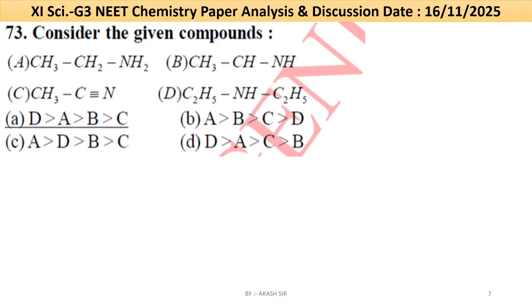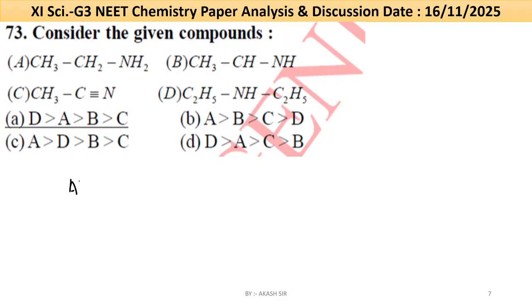Now here you have to give the basicity order. The question is incomplete. The question is: consider the given compounds and arrange them in accordance with the basicity order. To solve this question, we need to consider the basicity of the given compounds. The basicity of the amines, these are amine compounds, is influenced by the availability of the lone pair on the nitrogen atom for protonation and by the inductive effect of the groups attached to the nitrogen. Here is compound number 1.